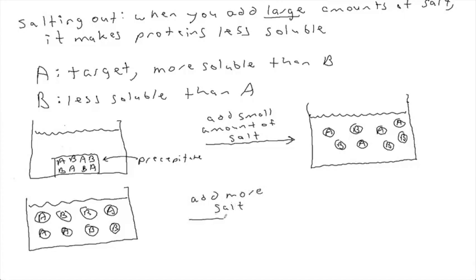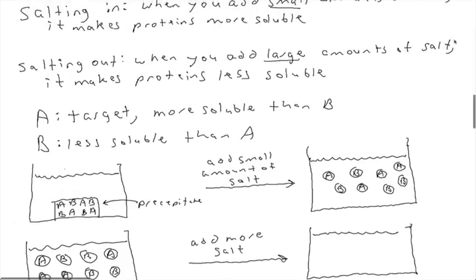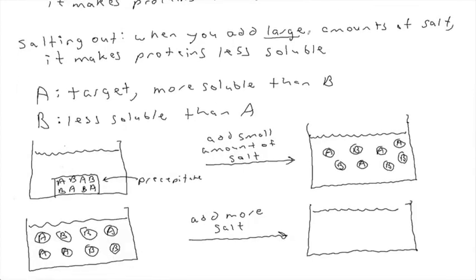Very gradually and carefully, we gradually add more and more salt until some of the protein precipitates. Because remember, now that we're adding larger amounts of salt, will that make the proteins more soluble or less soluble? Less soluble. Right, remember that when we added the first small amount of salt, it made the protein more soluble. But when you add larger amounts, it makes them less soluble again. So we keep very carefully and gradually adding more salt until we see a precipitate form.